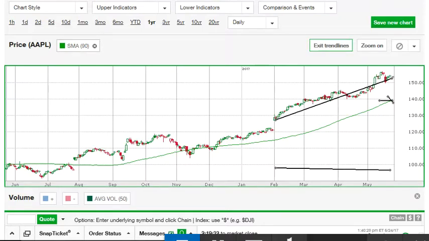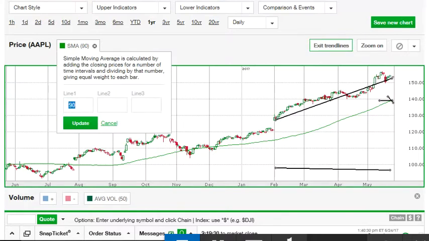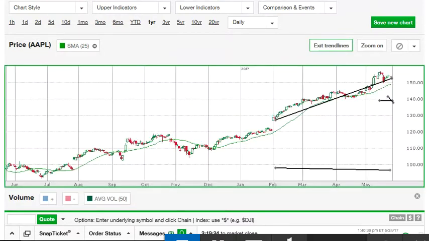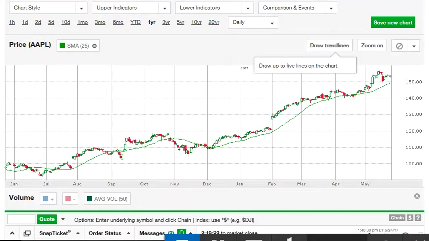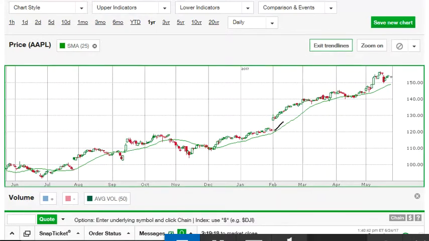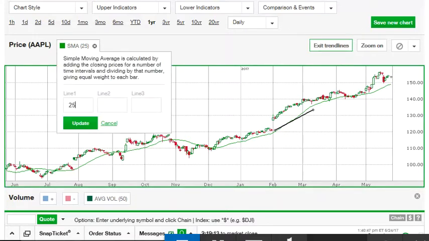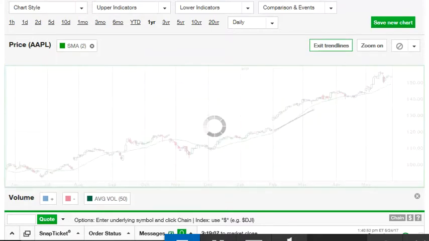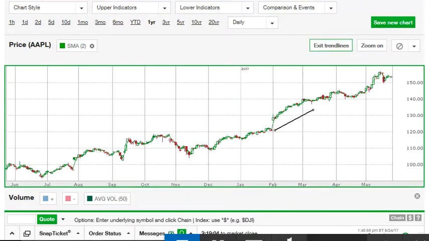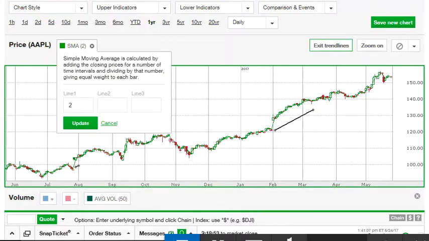If I wanted to, I could switch to a shorter day and it would get higher and higher. So let's go to 25 days and let's exit out of that so you can see. And you can see now the line gets closer and closer to the actual price of the stock. If I were to put like a 2-day moving average, which I don't think I would ever go that short, then you can hardly tell that there's even separation. You can see right there is a little green line, but there's hardly even separation. So let's go back to the 90-day.